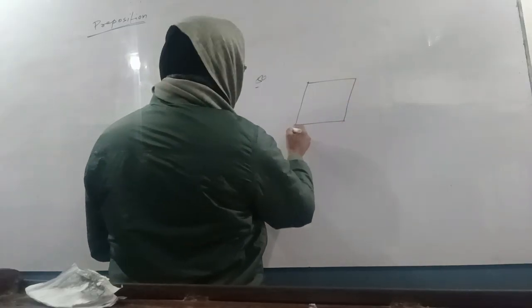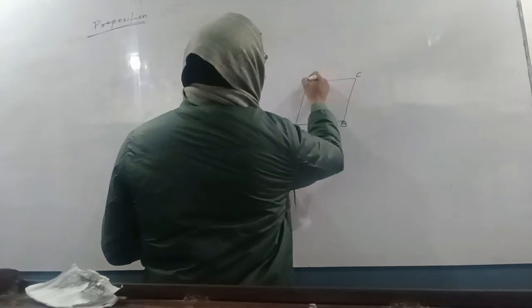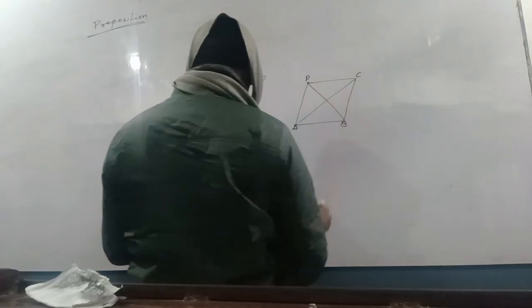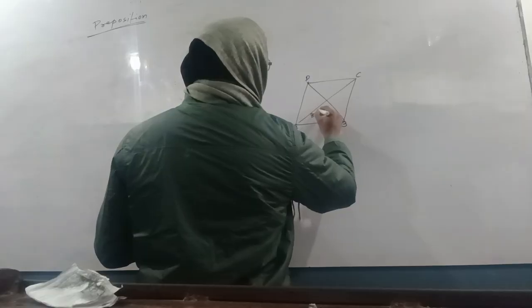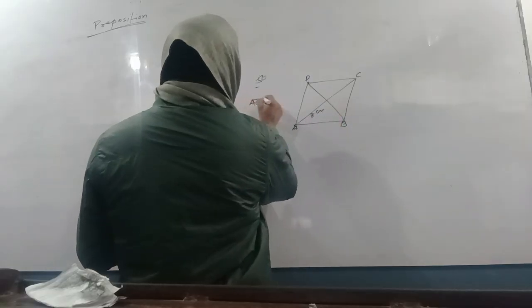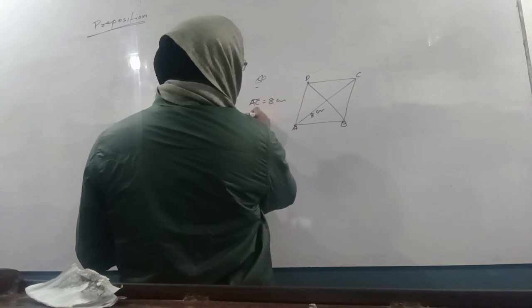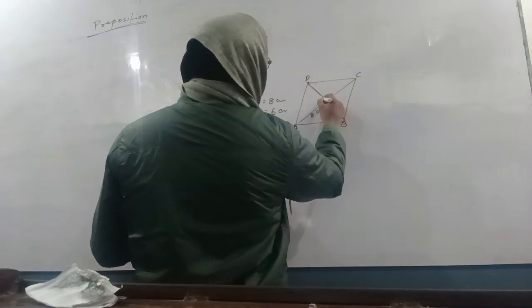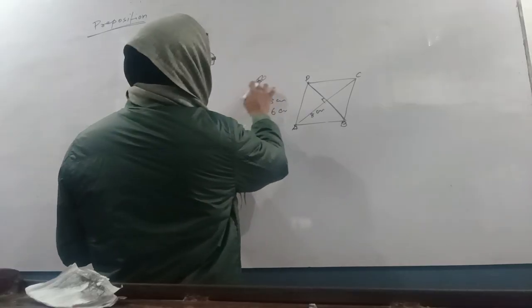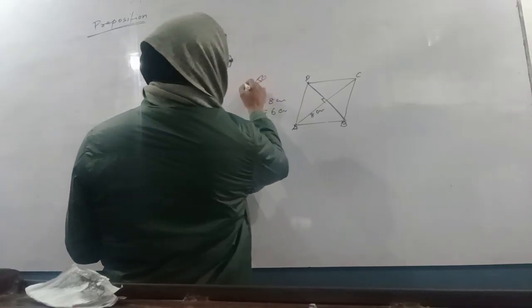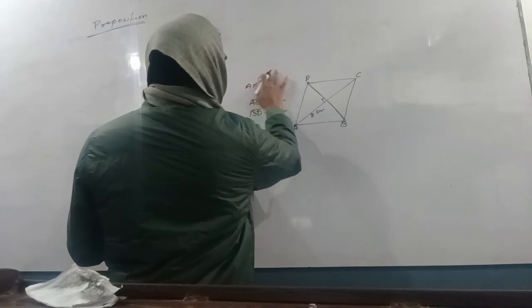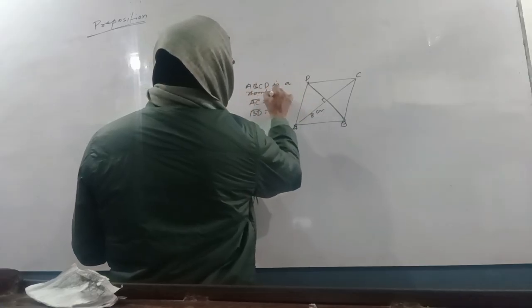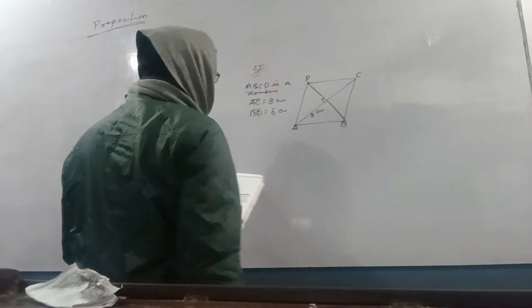ABCD is a rhombus. The lengths of AC and BD are given: AC is equal to 8 cm and BD is equal to 6 cm. ABCD is a rhombus. Correct? Next.